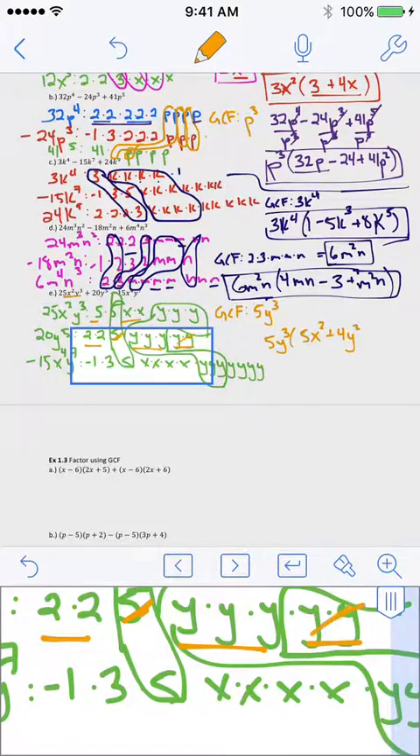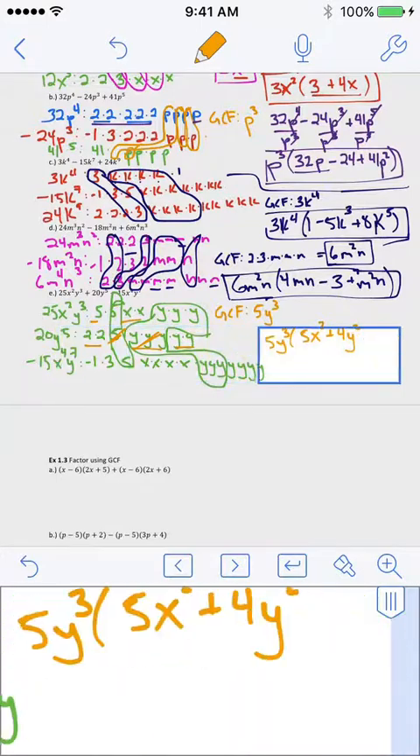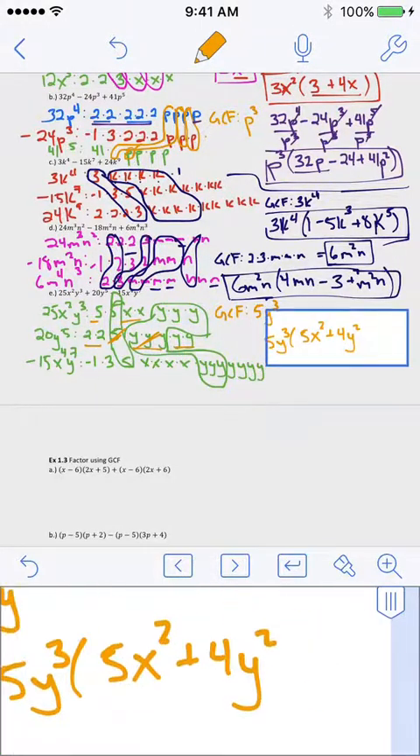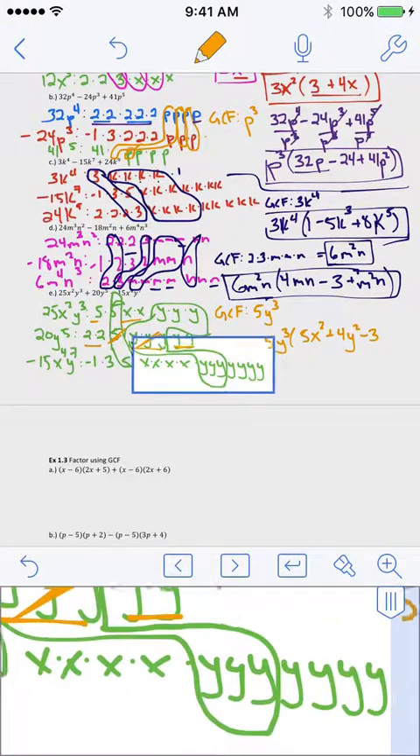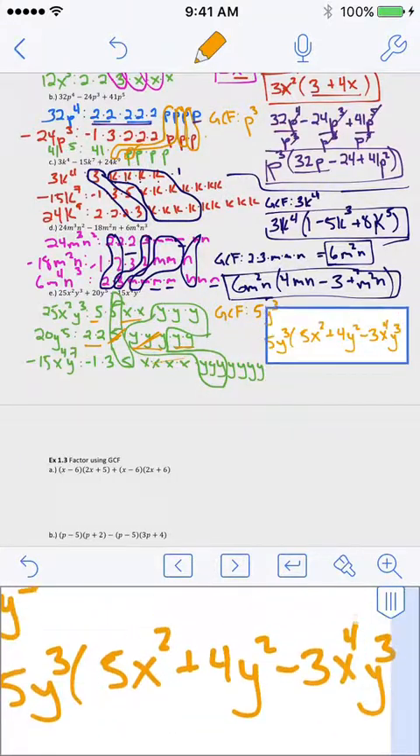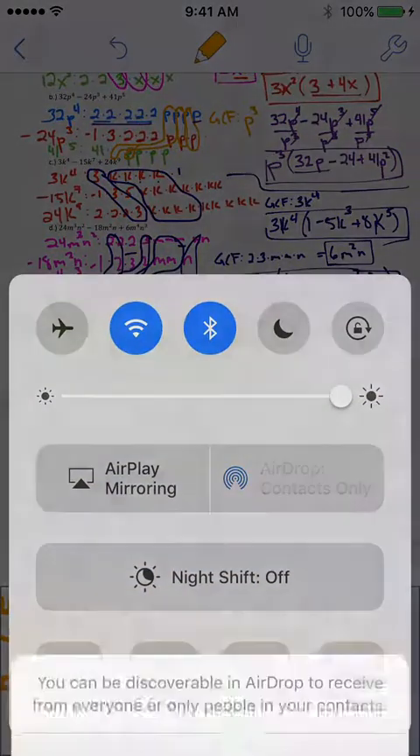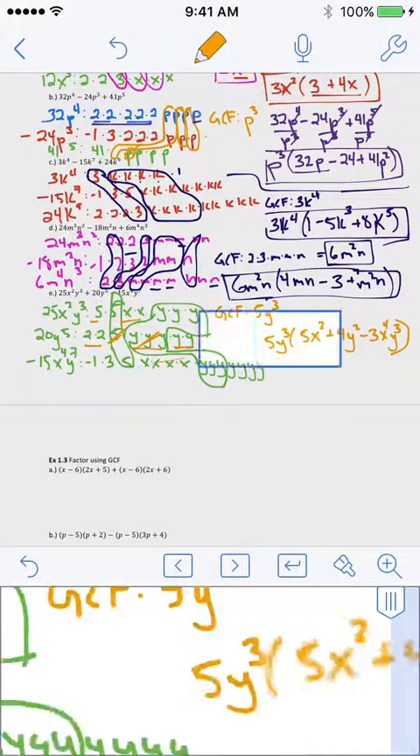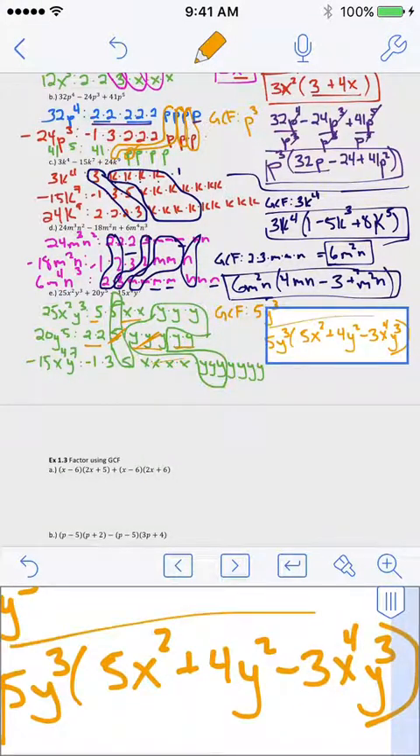So I'm dividing this out, and I'm dividing that out, right? The 5y cubed. What's left over is the 4y squared. And then the last one, negative 1 times 3, that would be negative 3. And I have 4 x's and 3 y's, so x to the 4th, y to the 3rd. Oops. Oh, so sorry. There we go. And there's my final factored form.